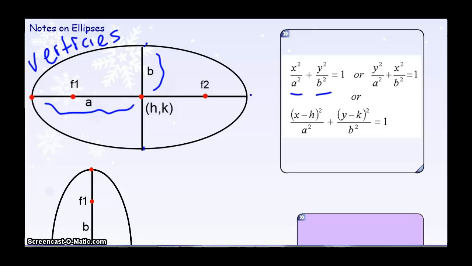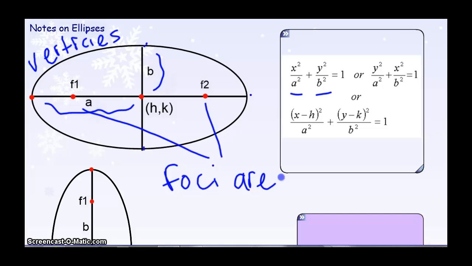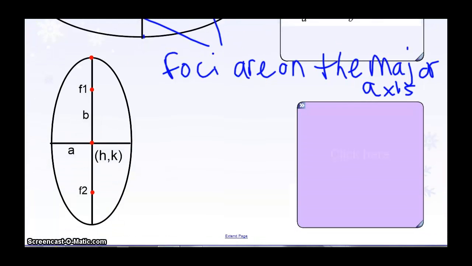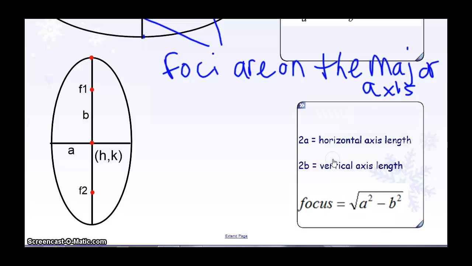Now the focus. F1, F2, these are foci, or focus points. Focus points are always on the major axis, or the longer axis. So foci are on the major axis, and the major axis is the longer one. If I look at my other picture, notice the foci are up and down because they're on the longer axis.